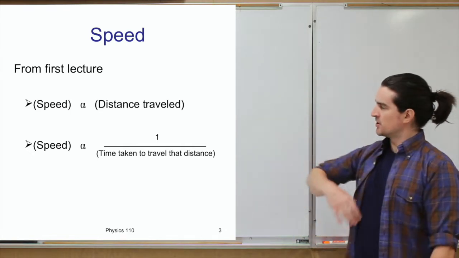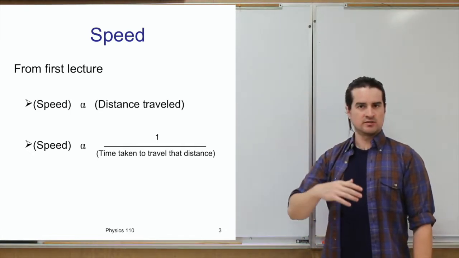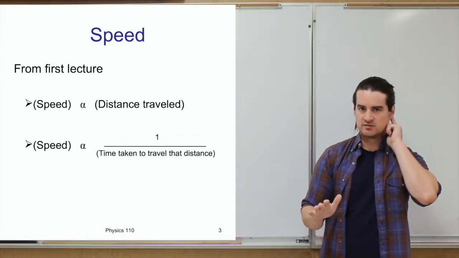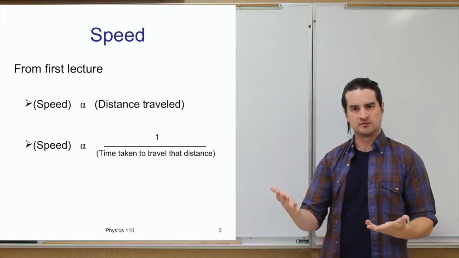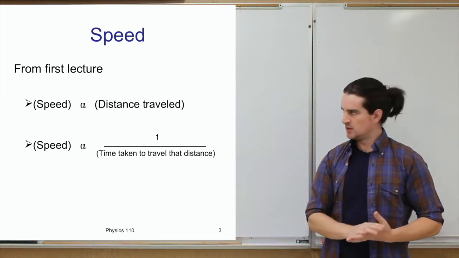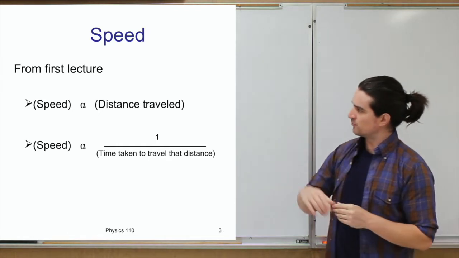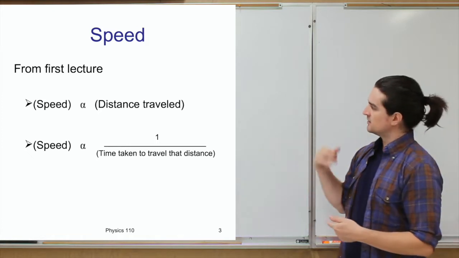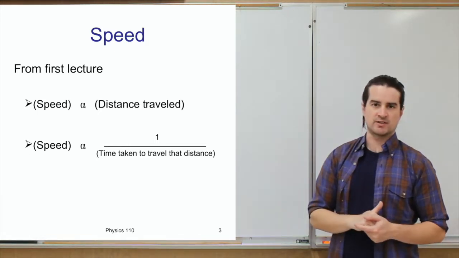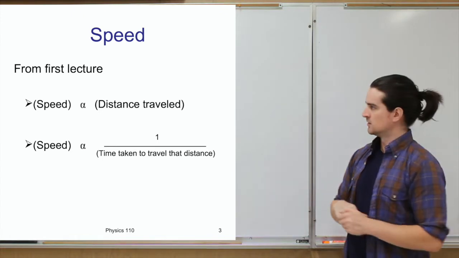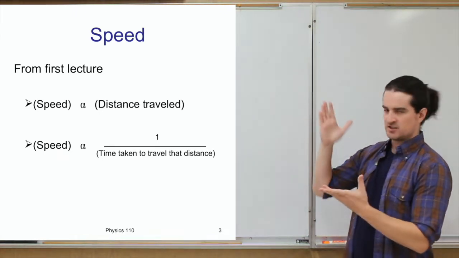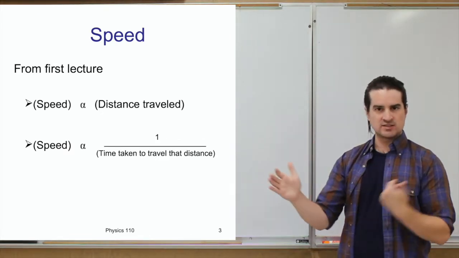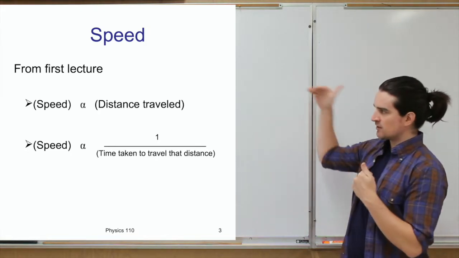Okay, so bringing this back from the first lecture, where these are examples of proportional relationships, when we talk about the speed of an object, you're saying how quickly that object is moving, right? What's the rate of its motion? And the speed of an object, as we pointed out before, is proportional to the distance that object travels, and it is inversely proportional to the time that it takes to travel that distance. So if you're going a certain distance and it takes you an hour, and then you go a much further distance in that same hour, then greater distance traveled, greater speed.